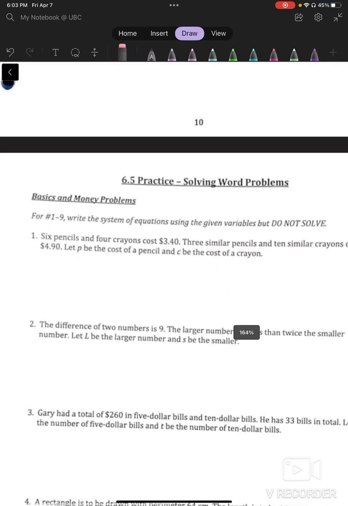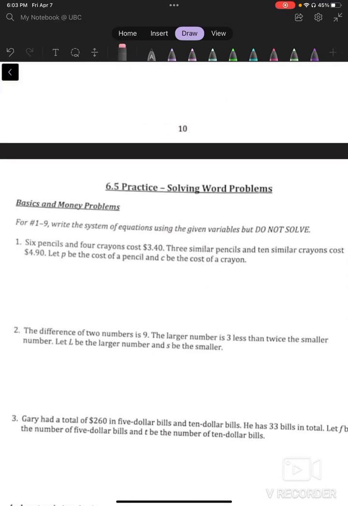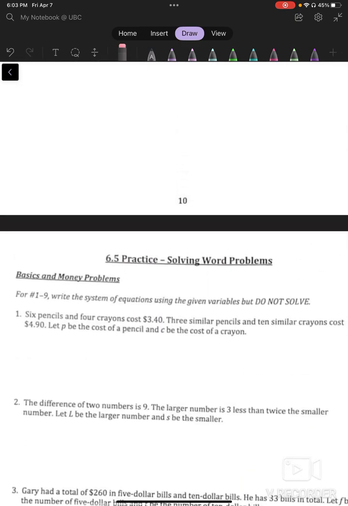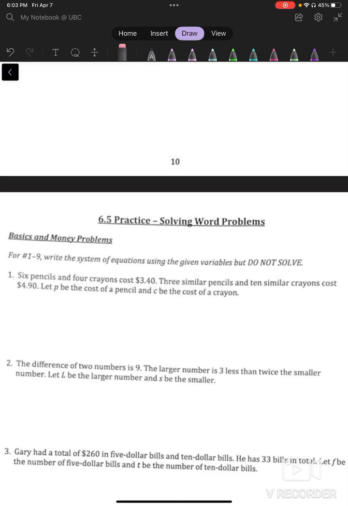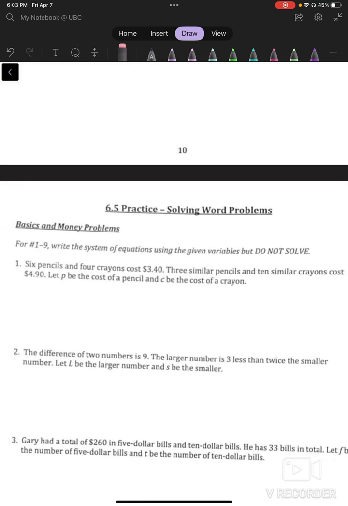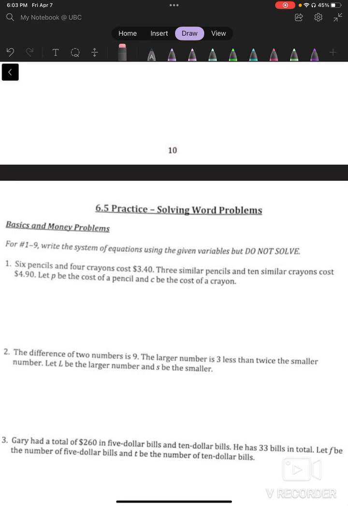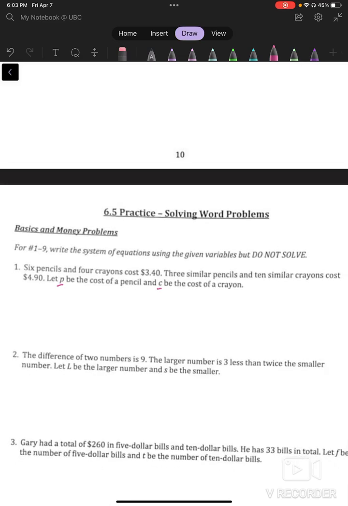So part 5, I'm going to do some of the problems and I'll show you how to set these up. I'll do quite a few of them. So for the basics and money problems, problem number 1, it says 6 pencils and 4 crayons cost $3.40. 3 similar pencils and 10 similar crayons cost $4.90. Let P be the cost of a pencil and C be the cost of a crayon. So it's telling you these variables, let P and C. So you're going to use those. Sometimes it doesn't tell you what the variables are, so you just have to create them yourself. But here it's telling you, which is pretty helpful.